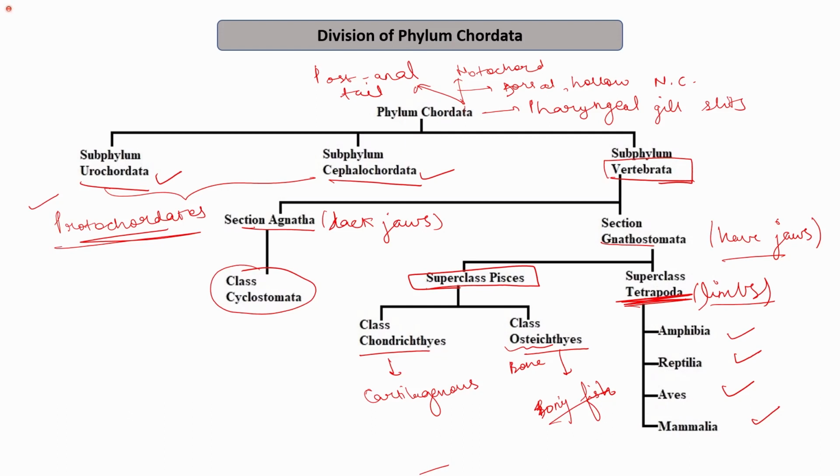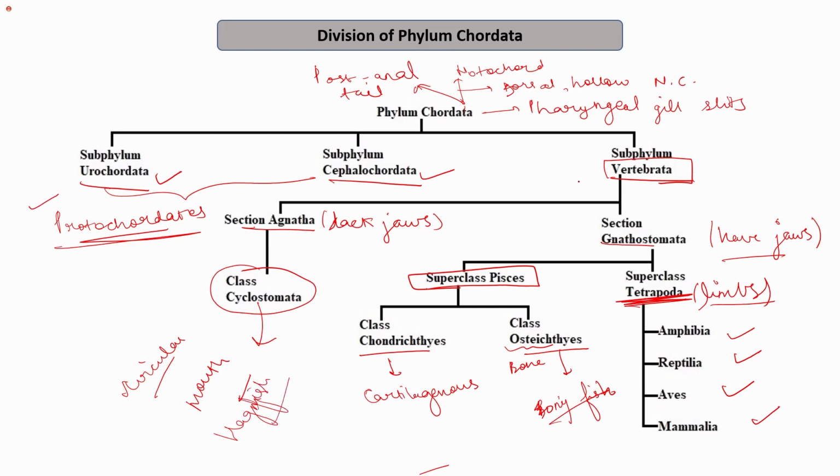Then this vertebrate was divided into different sections like agnatha and gnathostomata. So agnatha are the ones that lack jaws, and we learned about the class cyclostomata. Why they are named so? They are named so because of their circular mouth. So they are called as the cyclostomata. Example includes the hagfish or the myxine.